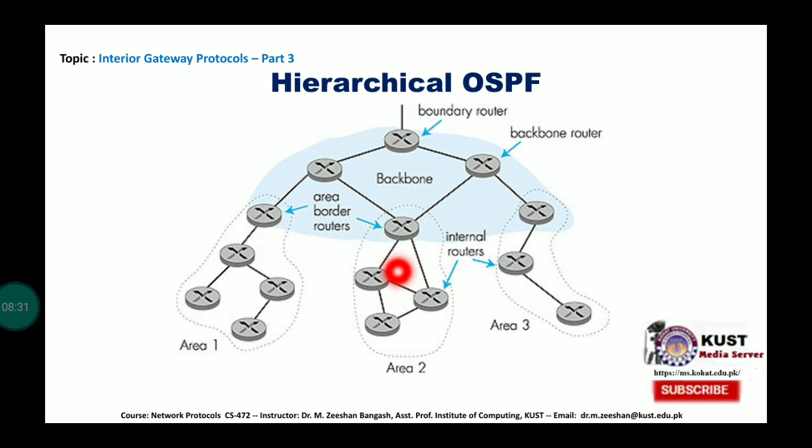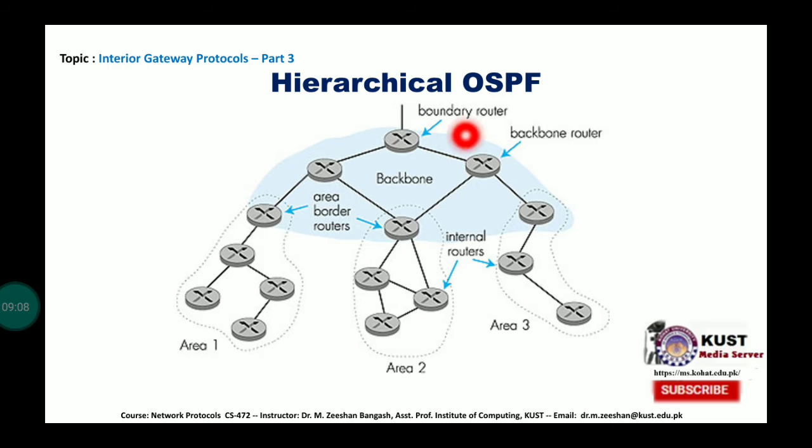So in the current diagram we can see that there are 3 levels. There is a top level, which is the boundary router level, then a second level, which we call the backbone router level, and then a third level, which is basically the area border router. Under this area border router, different areas' routers are interconnected, and they just report to this border router. So through this area border router, inter-area communication takes place.